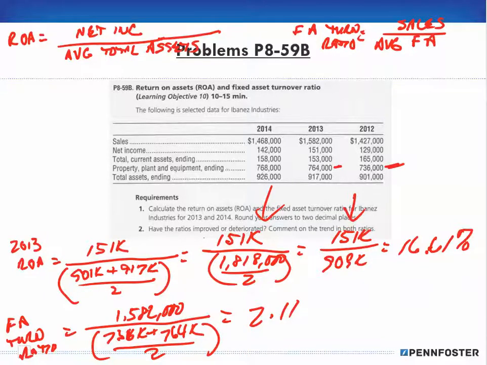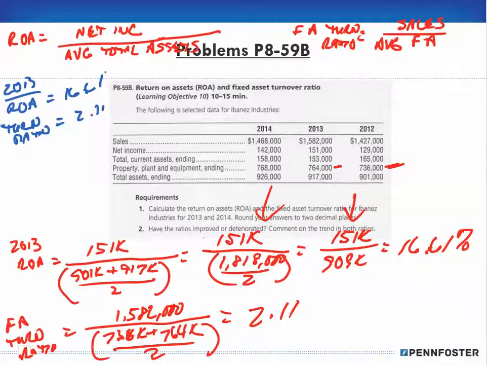All right, so I'm going to just write this up here. For 2013, my return on assets is equal to 16.61%, and the turnover ratio is 2.11.